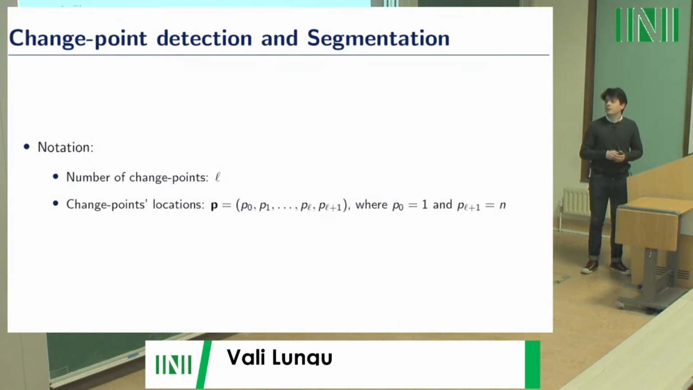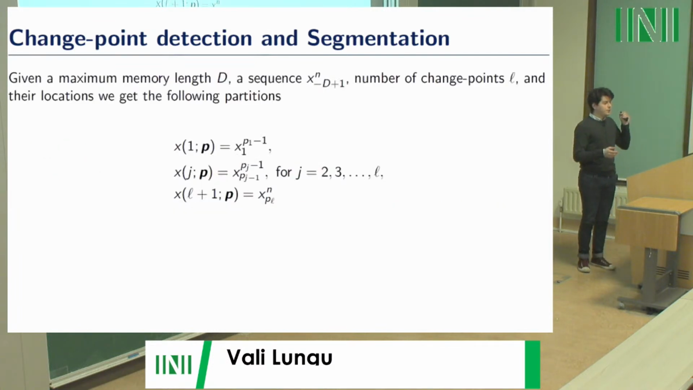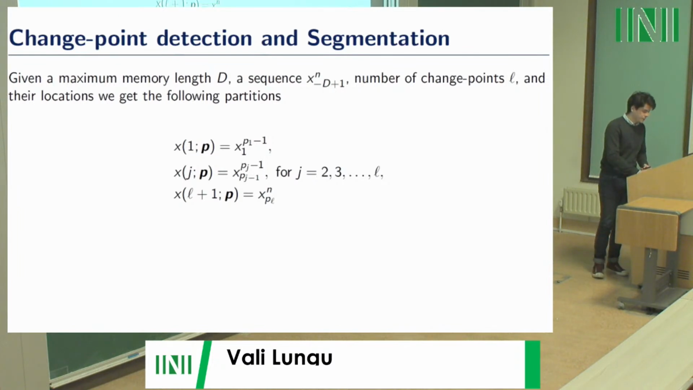Some further notation. We have L, the number of change points, and we're going to store the change point locations in our vector P. So the idea is quite simple. From position 1 up to position P1 minus 1 is going to be the first segment. From P1 up to P2 minus 1 is going to be the second segment, and so on.